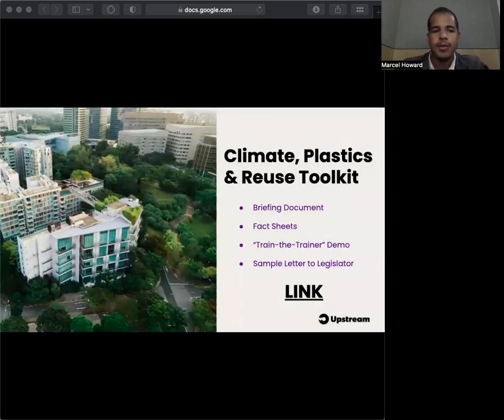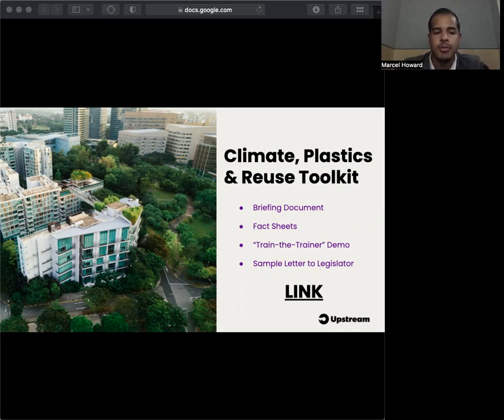To learn more about how reuse can help solve our climate plastics problem and how to engage with your community and legislators, please check out Upstream's new Climate, Plastics, and Reuse Toolkit. In this toolkit, you'll find the following: a briefing document examining the key connections between reuse and plastics and climate change, 2 fact sheets providing key talking points when engaging with climate stakeholders around reuse as a climate strategy and the impacts of reusables on water and energy usage, a sample letter to a legislator providing a model for how to engage with your representative and encourage them to view reuse solutions as a climate mitigation strategy, and a train the trainer demo presentation, providing a demo of how to give this presentation to key stakeholders.